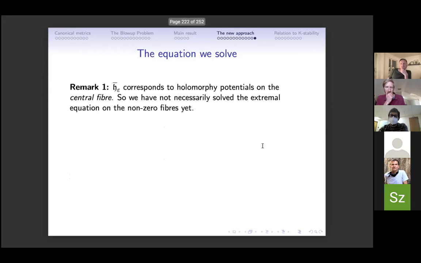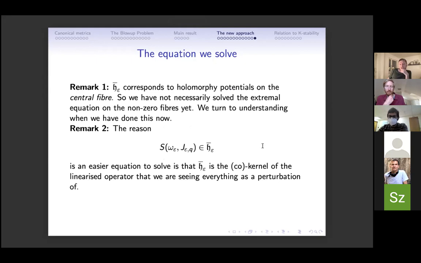So at this point, we have not necessarily solved the extremal equation. And that's what we want to understand now. And the reason that this equation here is easier to solve than the one we're actually interested in solving is that we're solving kind of what the linearized theory is allowing us to solve. Okay, so that kind of completes the outline of the first step in the approach.